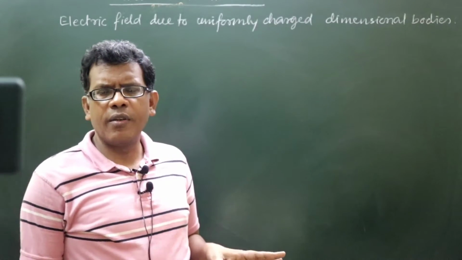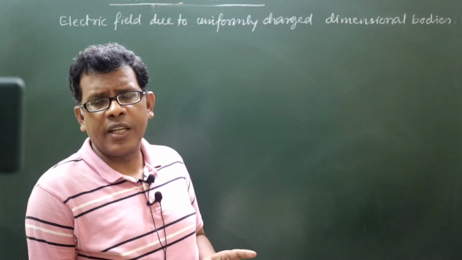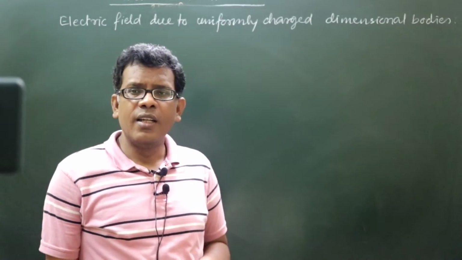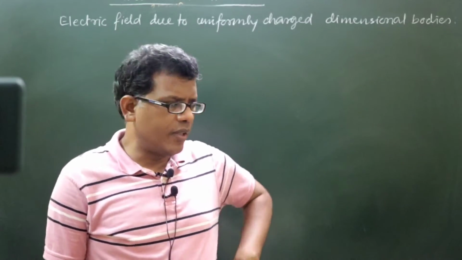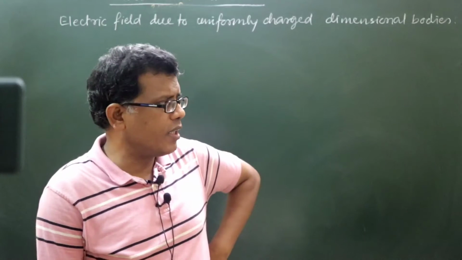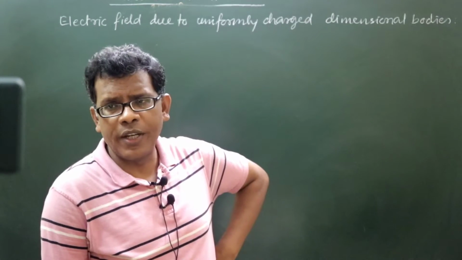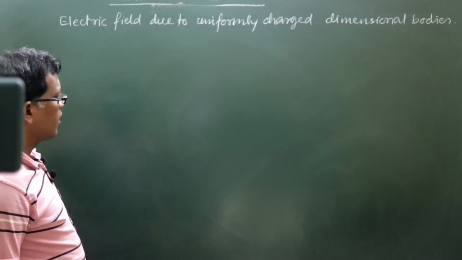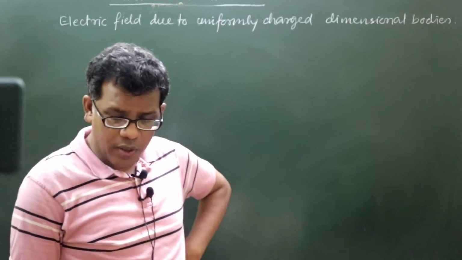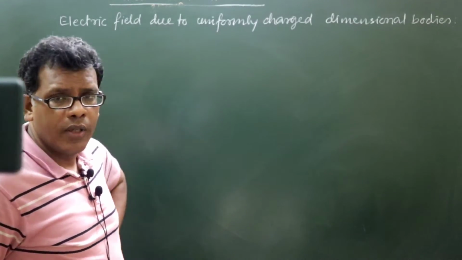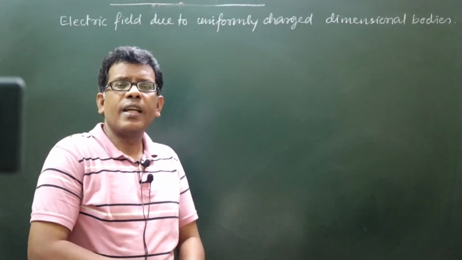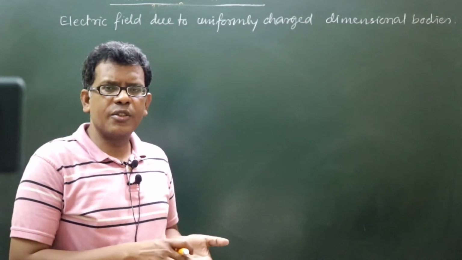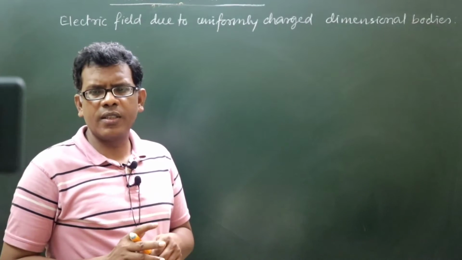Why do we need to do it in a different way? Why can't we directly apply the formula kq by r square? Because we have already discussed that the formula for electric field, kq by r square, is applicable for q as a point charge. For dimensional charge the formula will not be applicable. That's the reason why, to find the electric field due to dimensional charged bodies, either uniformly charged or non-uniformly charged, right.